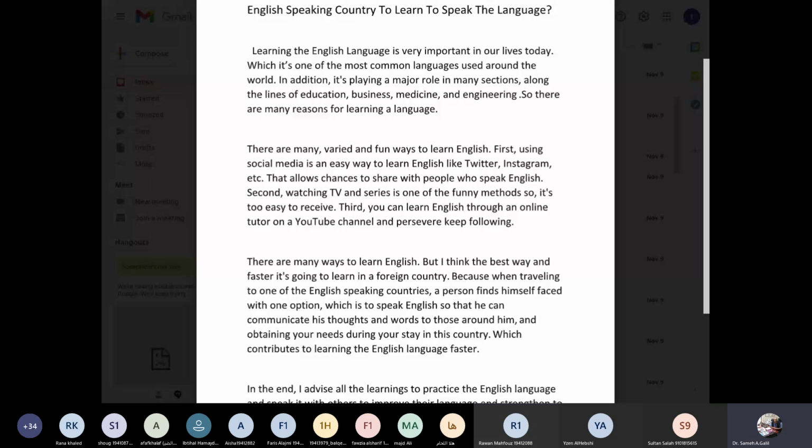Yes, there are many ways to learn, but I think the best way and fastest is to learn in a foreign country, right? So he tried to explain to us that if we travel, we will have a perfect language. So it's persuasive. Okay, so you're saying that it is a persuasive essay. You can have a poor persuasive essay. Is it a good or a poor persuasive essay? What do you think? It's a poor one.